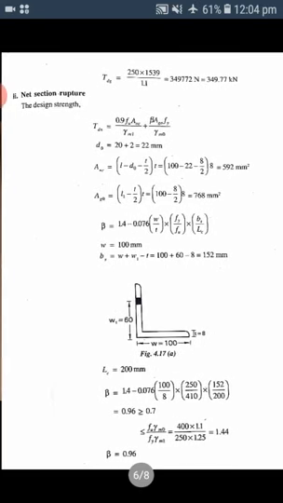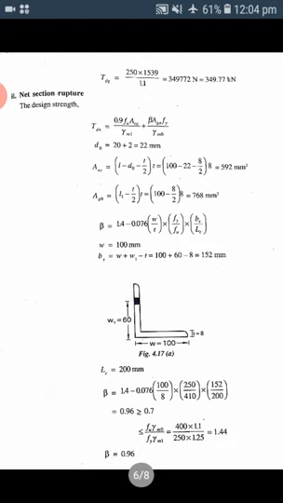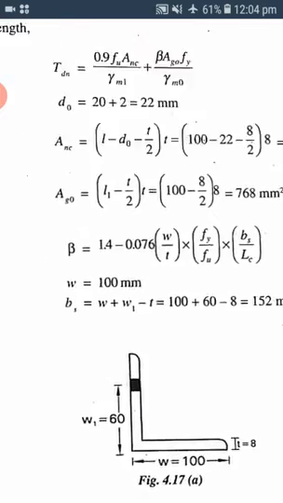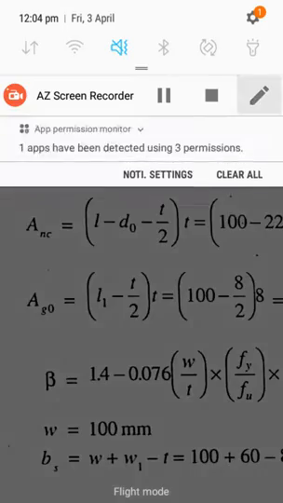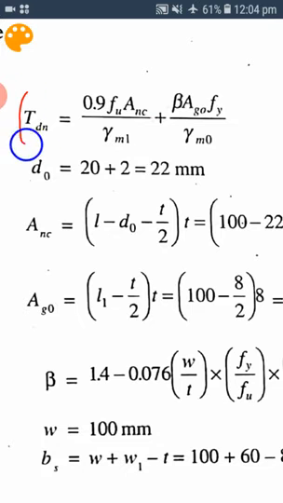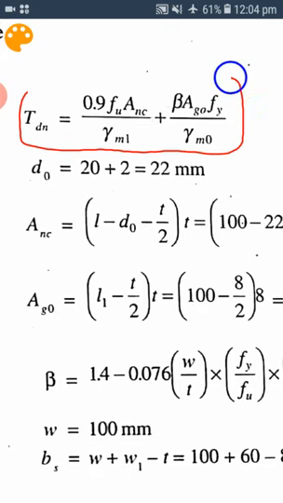Then the next thing is you have to calculate net section rupture. Again, you will find this formula in the code book, so please refer to the code book. This formula is for a single angle section. In IS 800-2007 they clearly mention this formula, so please refer to it.